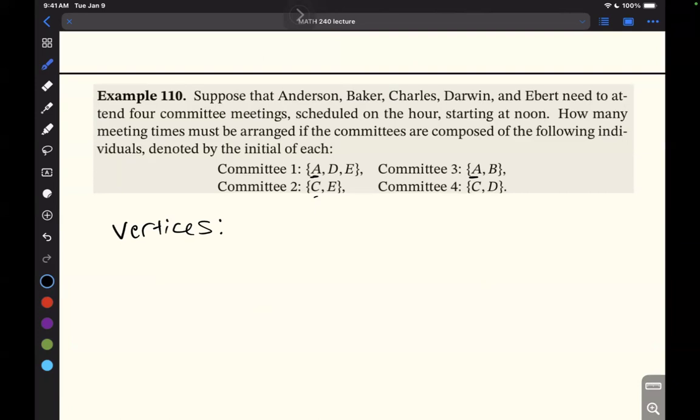As I see it, we kind of have 2 options. One option is the people are the vertices. The other option is the committees are the vertices. Think about it for a second. Which makes more sense?